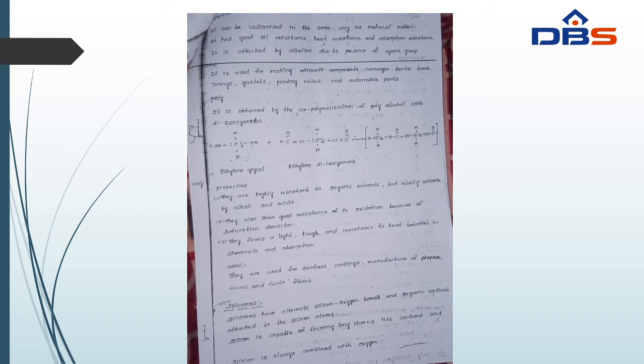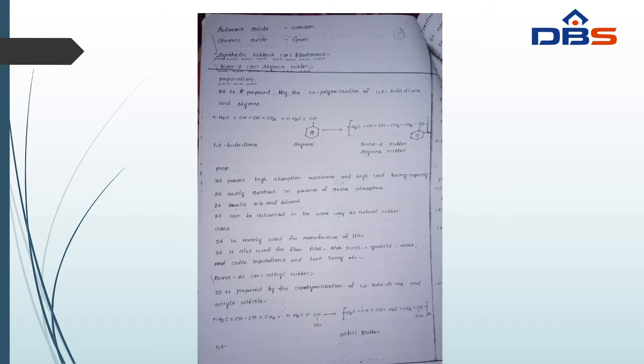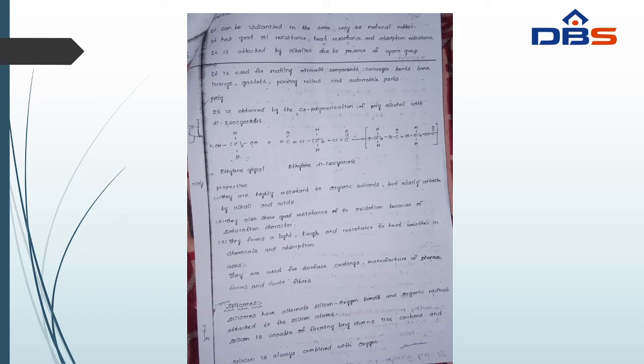Next, that is the main important point. So that is the preparation of Buna-S rubber and the preparation of Buna-N rubber. Buna-N rubber is prepared by the copolymerization of 1,3-butadiene and acrylonitrile. Once again the properties: it can be vulcanized in the same way as natural rubber. It has good oil resistance, heat resistance and abrasion resistance. It is attacked by the alkalis due to the presence of cyano groups, and uses.